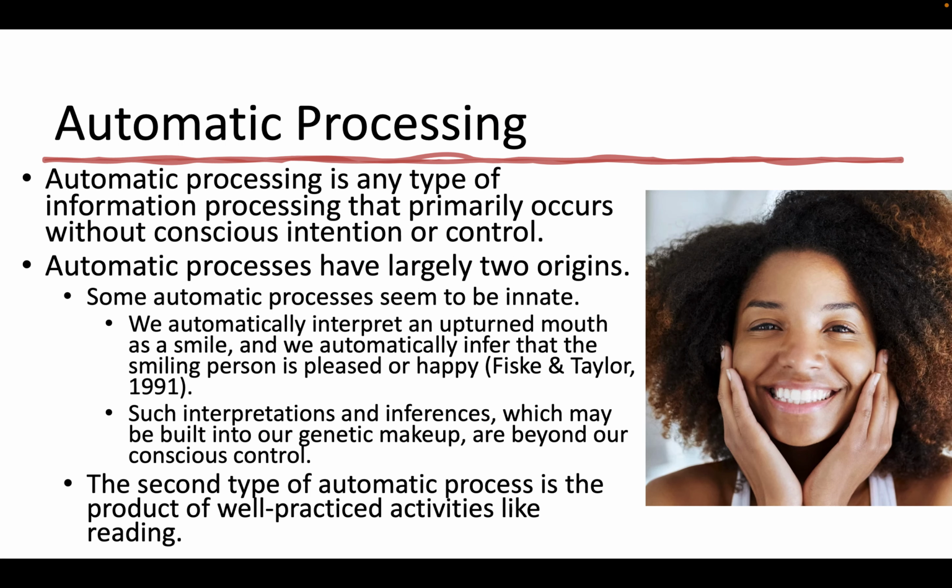Automatic processing is any type of information processing that primarily occurs without conscious intention or control. Automatic processes have largely two origins. Some automatic processes seem to be innate. We automatically interpret an upturned mouth as a smile. We automatically infer that the smiling person is pleased or happy. Such interpretations and inferences, which may be built into our genetic makeup, are beyond our conscious control.